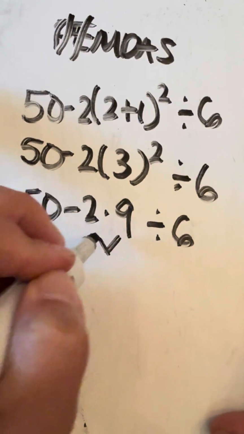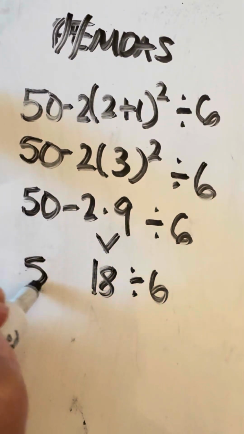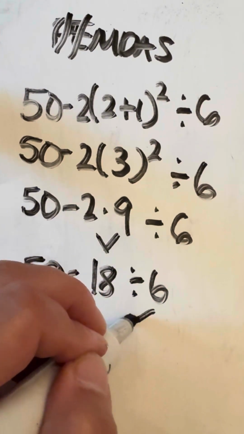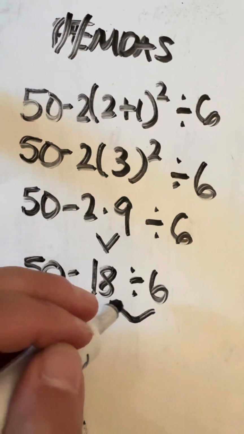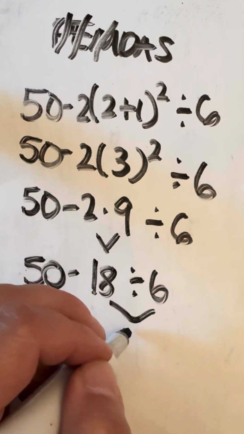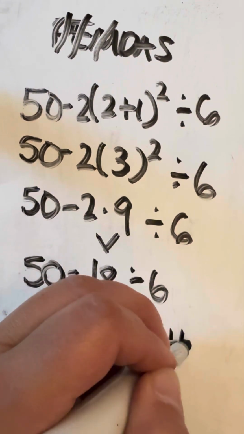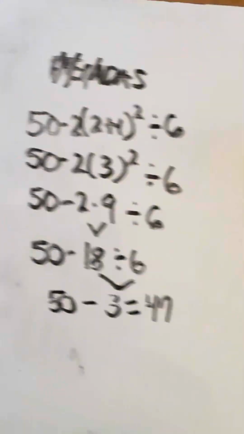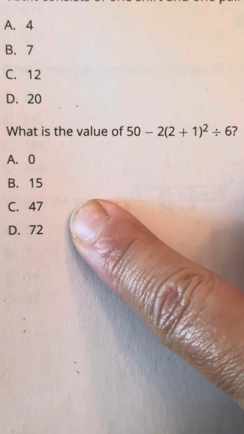So we're going to do the 2 times the 9. The 2 times the 9 is 18. We have 50 minus the 18 divided by 6, and 18 divided by 6 we need to do next. So we're not doing some sort of subtraction. Don't get confused by that. We did the multiplying. That's gone. Now we do dividing. 18 divided by 6, which is 3. And now we just do 50 minus 3, which is 47. So that is the correct answer. And we look at our problem set. We can see that C is down there as 47. So C is our correct answer.